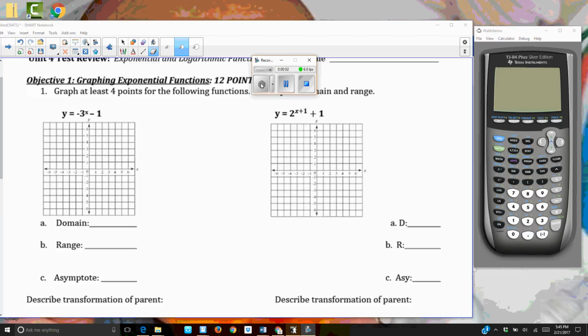All right, this is test review for logarithms and exponential functions. So let's start with number one. The key to doing number one is to identify that we've got a -1 here on the outside. So that's going to shift the graph down 1 unit.